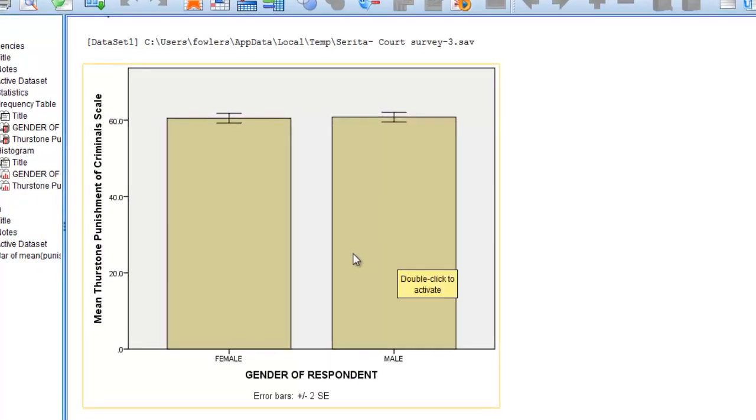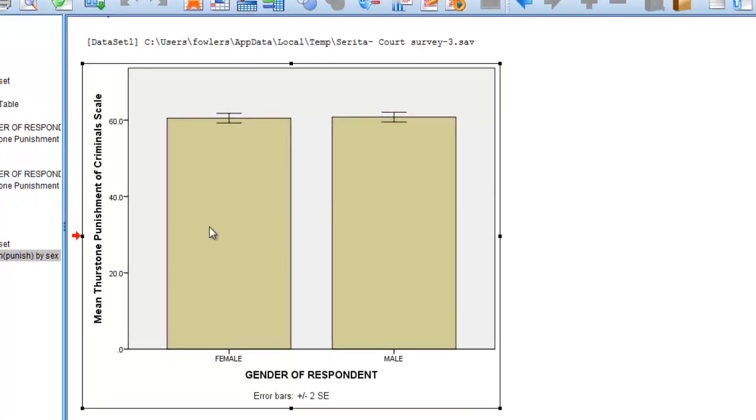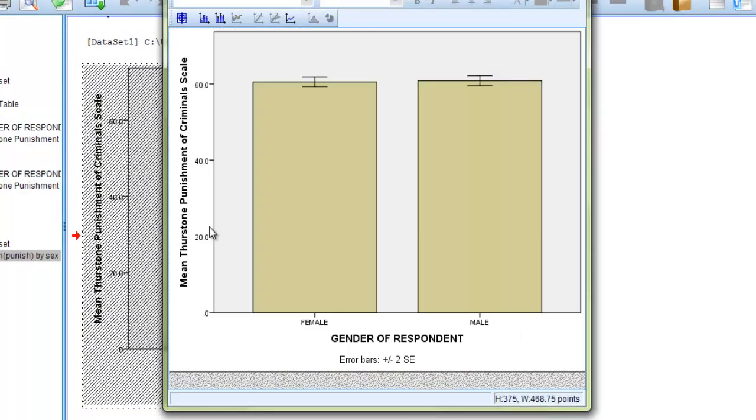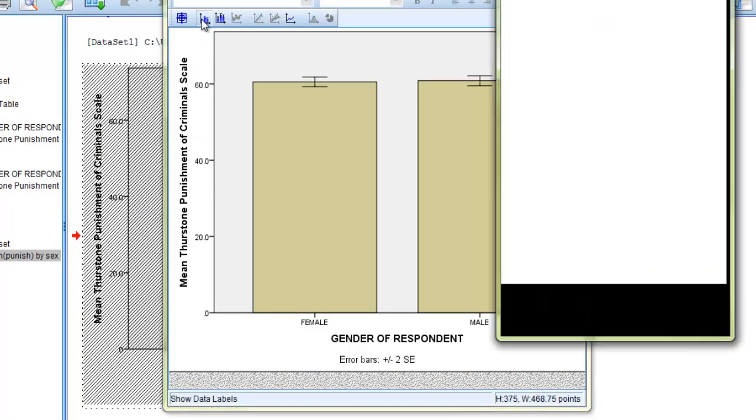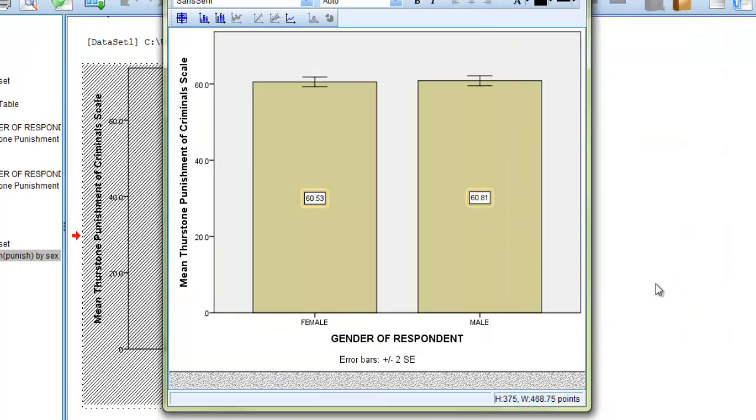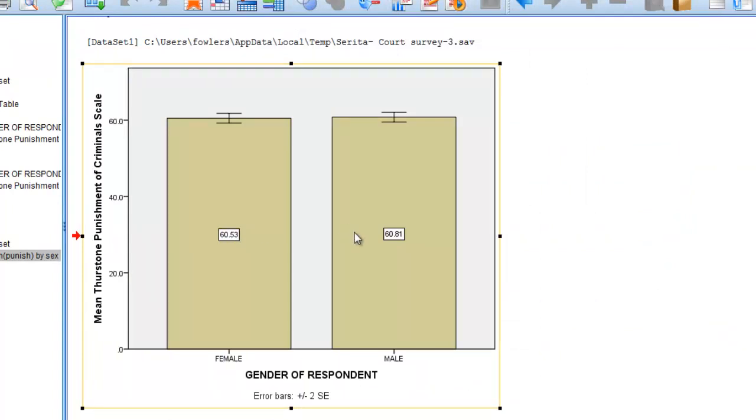So notice that the 2 bars are roughly similar, so I'm going to click on it and show the data labels to get the exact mean values here. Click close. So notice that there's not much difference at all. 60.53 for women and 60.81 for men. So in reality there is a difference, but we can see that there's clearly only very little difference here.